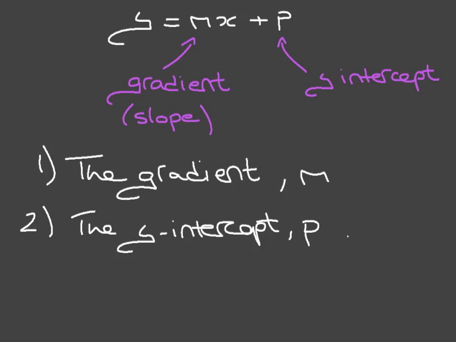When you're looking for the tangent to a curve, what you're doing is you're looking for a line equation. So the order in which you do things has to stay the same. The first thing you need to find is the gradient of the curve. And the second thing you need to find is the y-intercept of the tangent. So let's go through a quick example.